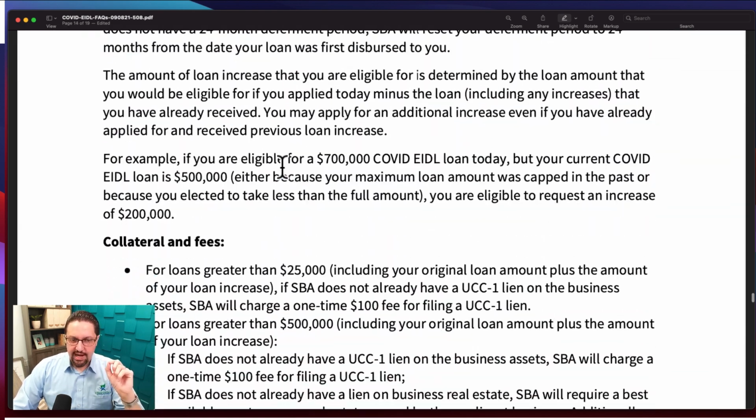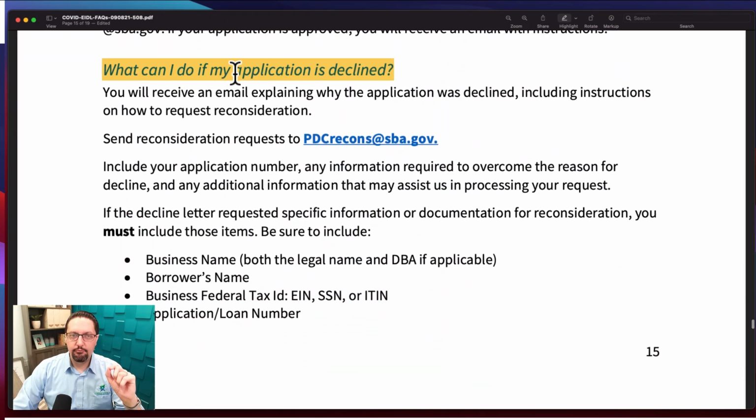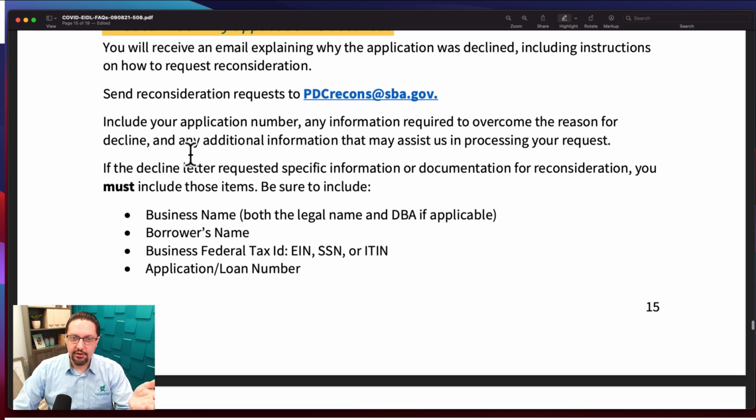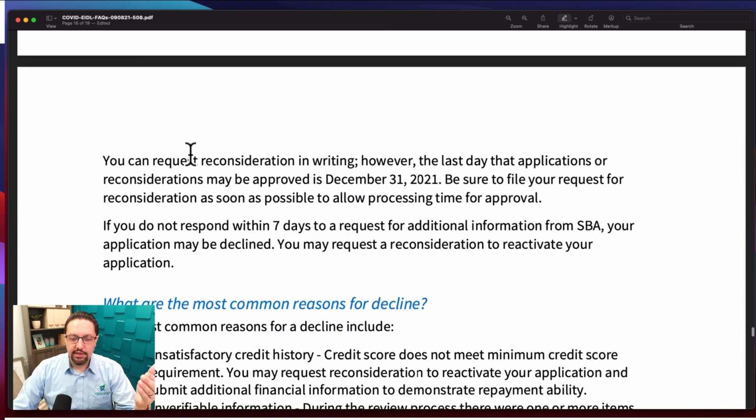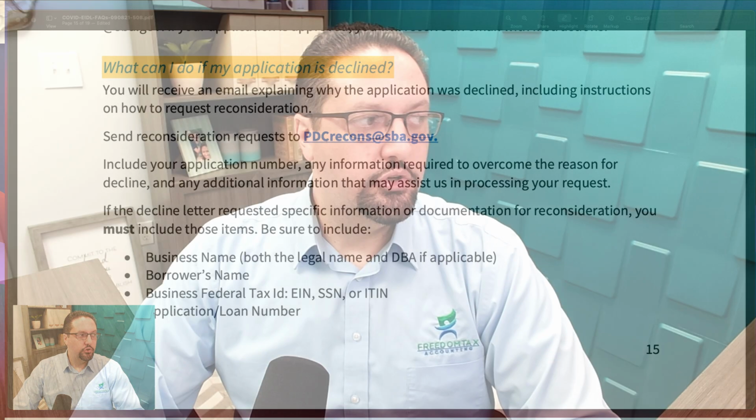Now, there's one section I really wanted to show you, and it's this one. What can I do if my application has been declined? Many of you have been having your EIDL loan declined and you don't know how to proceed. The most important thing is that you do not file another application. You do have an application number and you have to go through a reconsideration process. This document details how you do your reconsideration process, so you should download it. Very good changes to the EIDL loan.